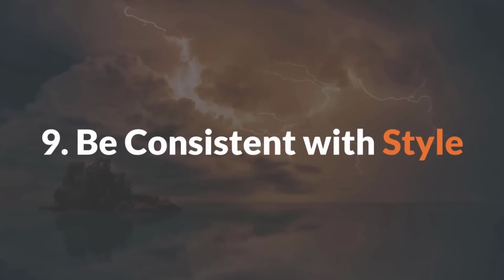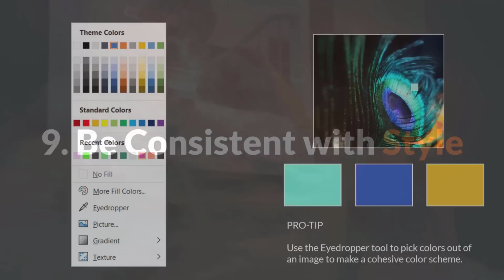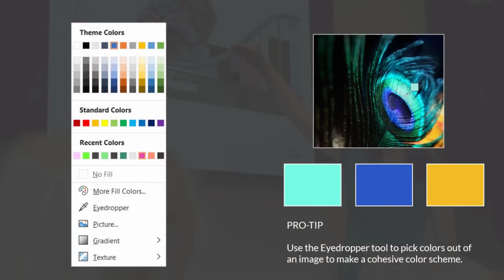Golden rule number 9, be consistent with style. For example, if you have an image in your presentation, like you can see here, we've got this image of a peacock feather, try and tie the other elements of your presentation to the colors within that image.